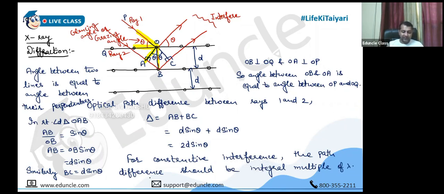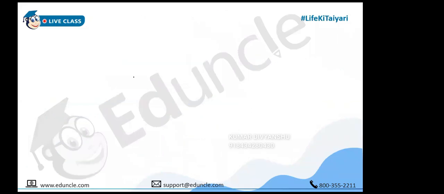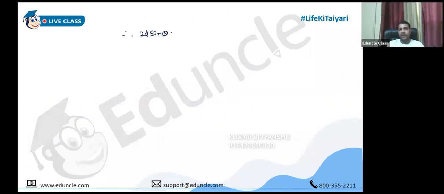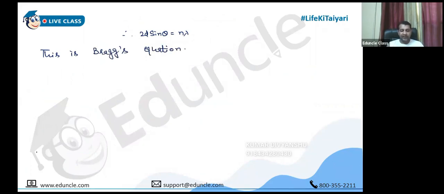So then it becomes 2d sin theta equal to n lambda, and that is nothing but Bragg's condition for diffraction, or Bragg's equation. Noted, everyone? Yes, sir. So therefore, 2d sin theta equal to n lambda. This is Bragg's condition or Bragg's equation. So any doubt from this?